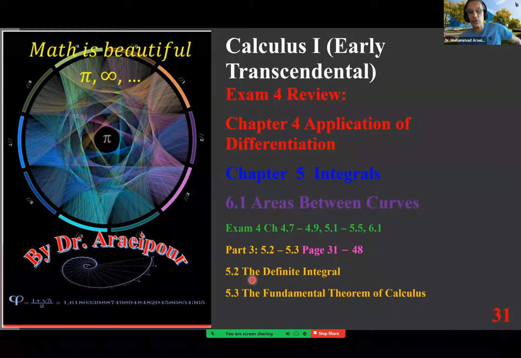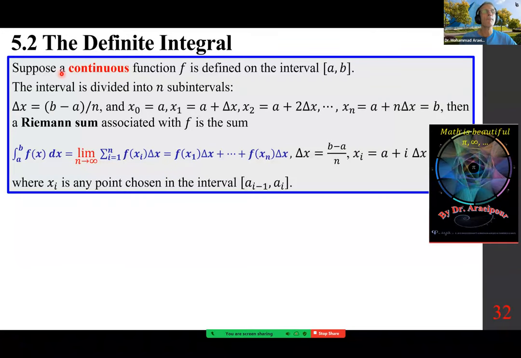5.3, the definite integral. 5.3, FTC, the fundamental theorem of calculus. Suppose a continuous function f is defined on the interval of a to b. The interval is divided into n subintervals. Delta x equals b minus a over n, and x sub 0 is a, x sub 1 is a plus delta x, all the way to x sub n, which is a plus n delta x. This would be a, this would be b.